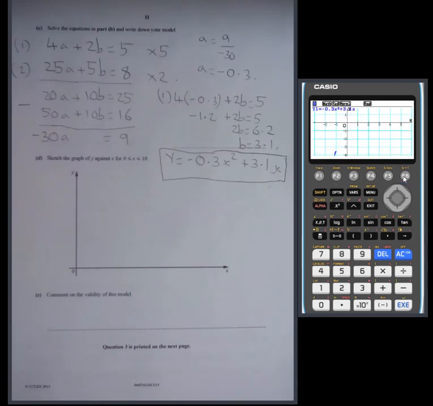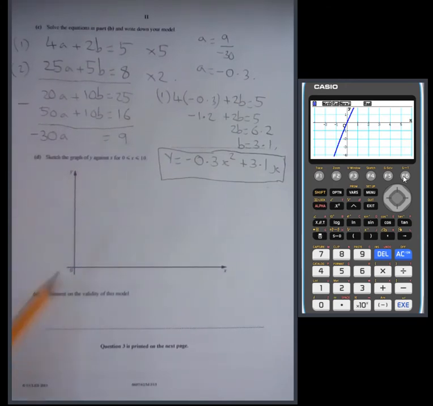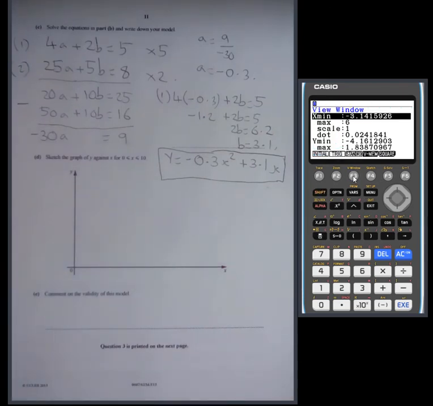Okay, draw. We have not been given a lot of information about y, potentially been told a y min of 0. We have been told an x max of 10. So let's go to the view window. We can certainly get the x's in, 0 for a minimum, 10 for a maximum.